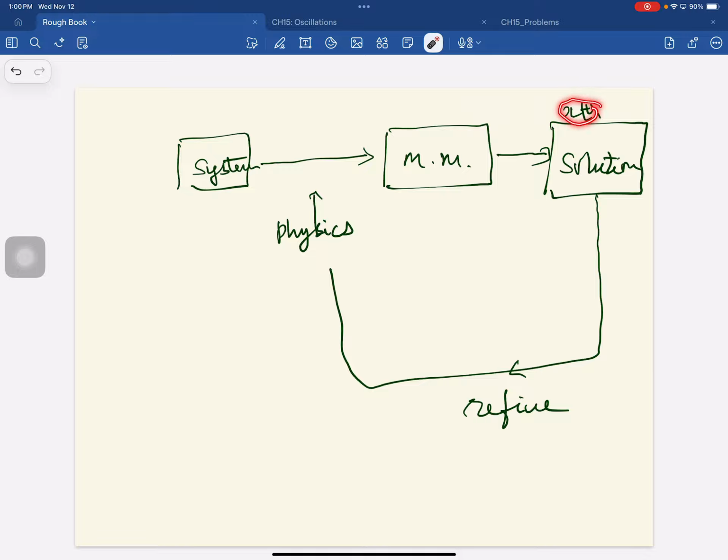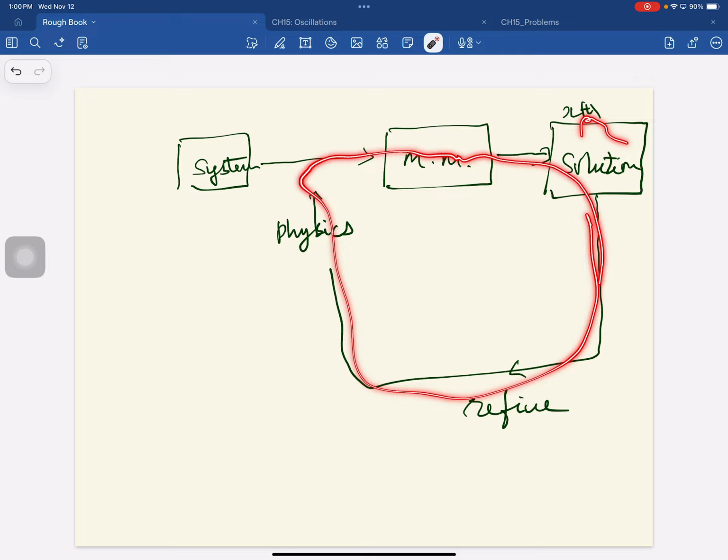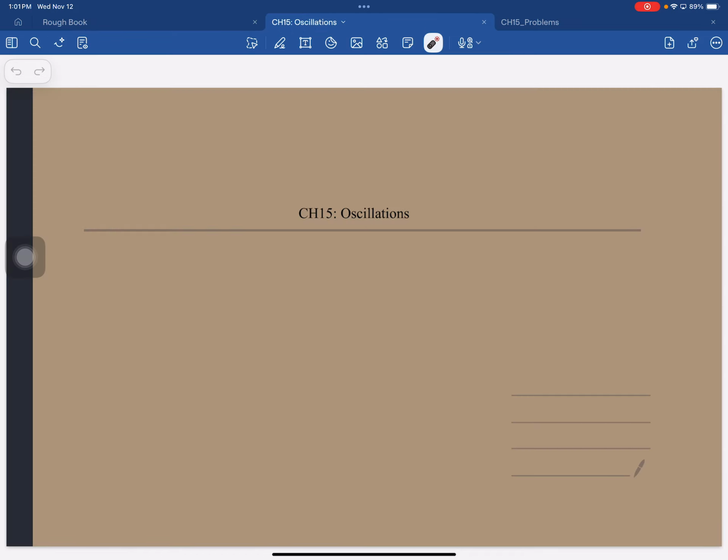Check and see if that solution describes your system. If it doesn't, then you refine the system. So it's an iterative process. Eventually, you come up with a solution, either you get tired or you get a solution that you're happy with. And then everybody goes home. Okay? All right, so that's what we're doing in this chapter. You guys understand? Any questions?